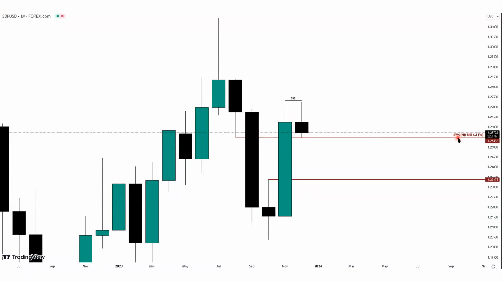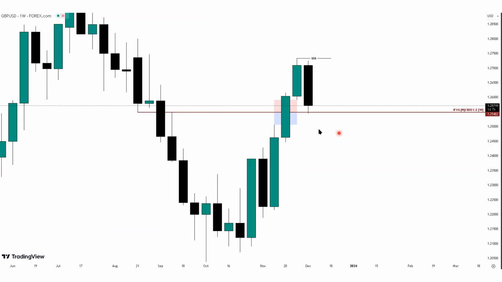So we have an inversion fair value gap on the monthly, or the BC consequent encroachment on the weekly, because there's the weekly BC, and the middle of that is the consequent encroachment, right? So right here we can see these levels are overlapping. It's basically giving us strong confidence, and we are most likely to attack that buy side liquidity pool right there. Imbalance to liquidity. You understand?